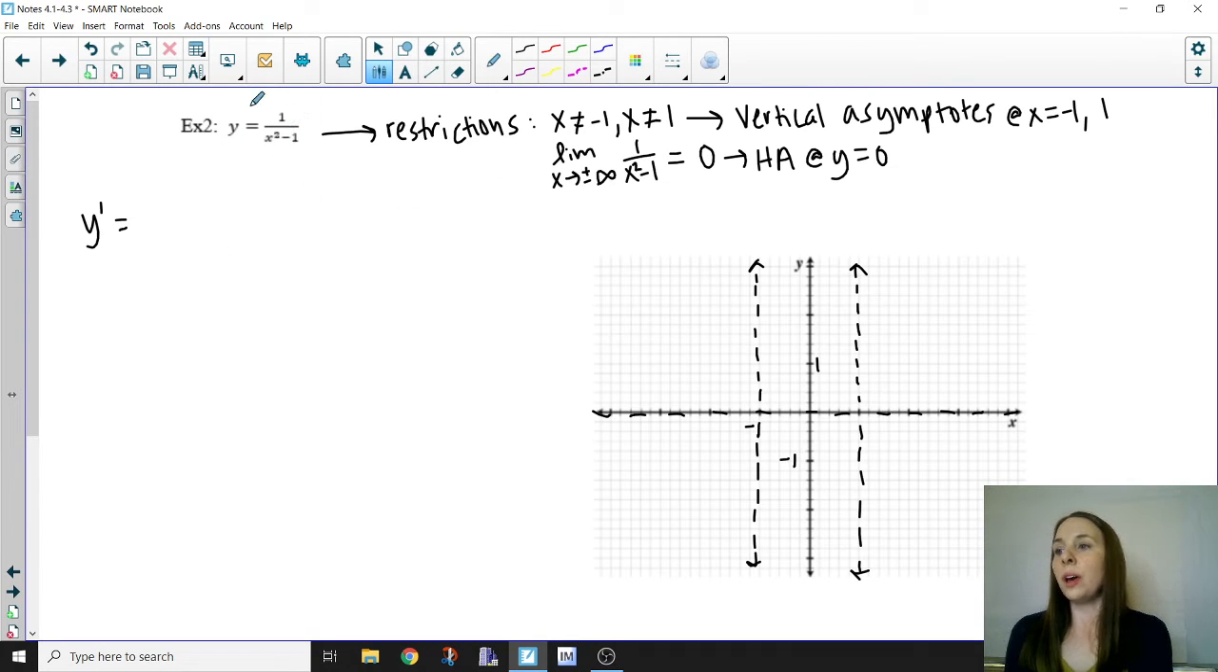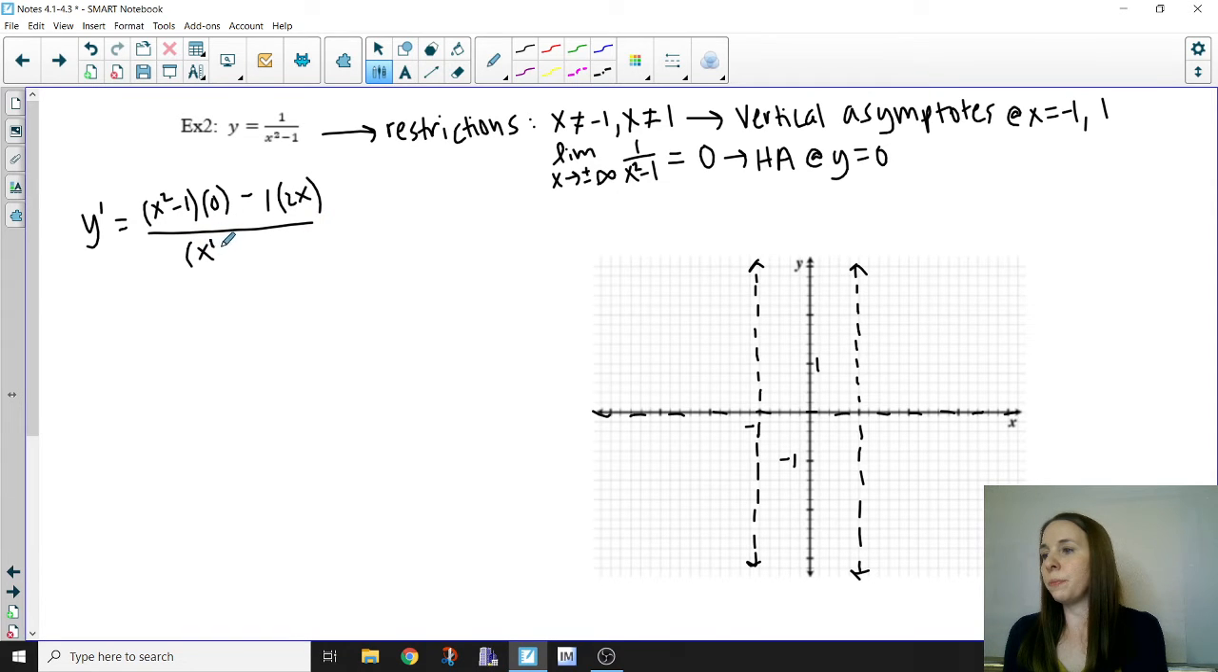Now, to do the derivative here, you could take x squared minus 1, raise it to the negative 1 power, and use chain rule. Or you could leave it in this form and do quotient rule. It doesn't matter, and I don't think either one is better over the other. So I'm just going to stick with quotient rule, which remember is low d high. The derivative of 1 is 0. Minus high d low all over low low.